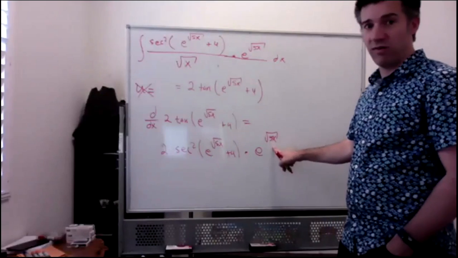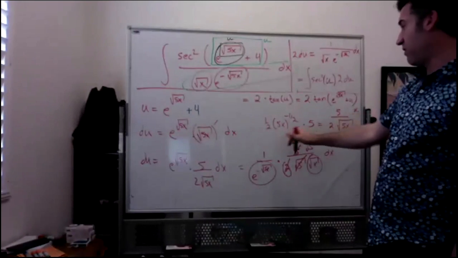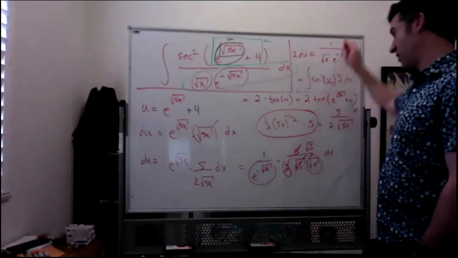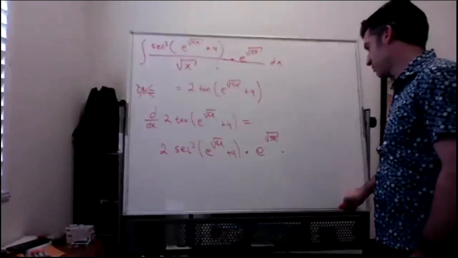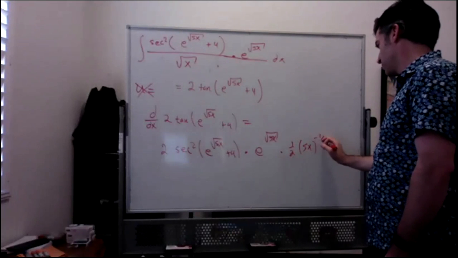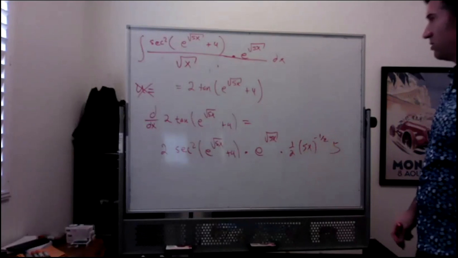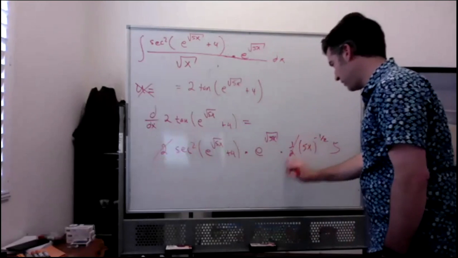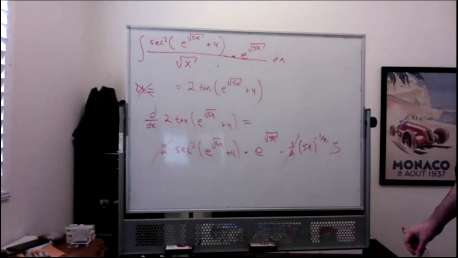And the derivative of the square root of 5x we already did. I'm going to show it over here. The derivative of the square root of 5x is exactly this. It's 1/2 times 5x to the negative 1/2 times 5. And now let's check out what happens. The 2 and the 1/2 cancel. I feel like I'm off by something here.